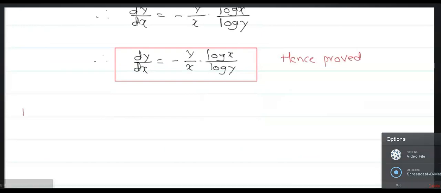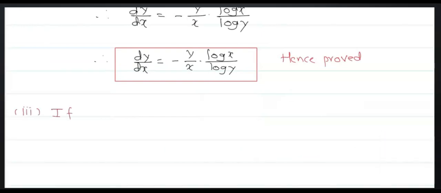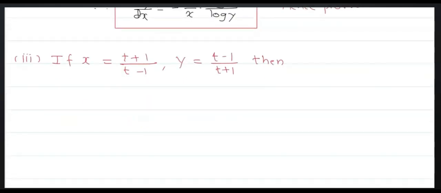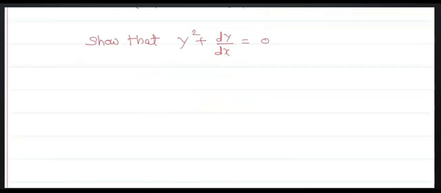Next is, if x is equal to t plus 1 upon t minus 1, y is equal to t minus 1 upon t plus 1, then show that y square plus dy by dx is equal to 0.